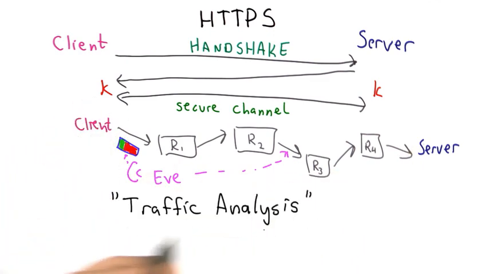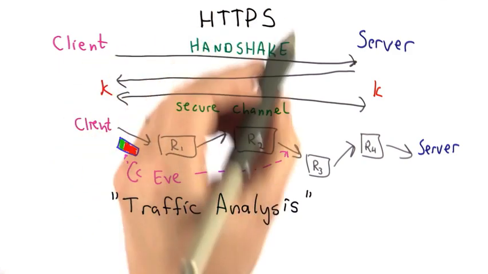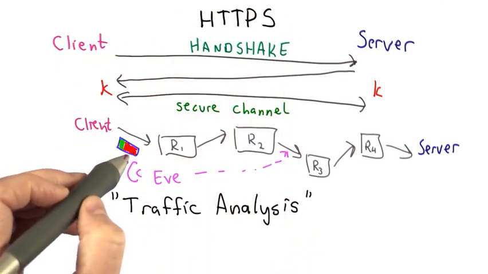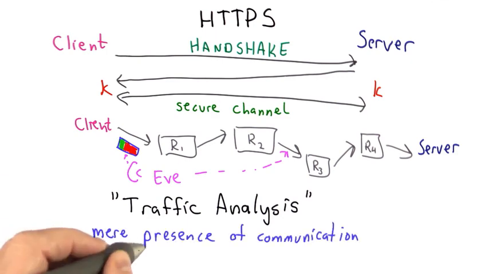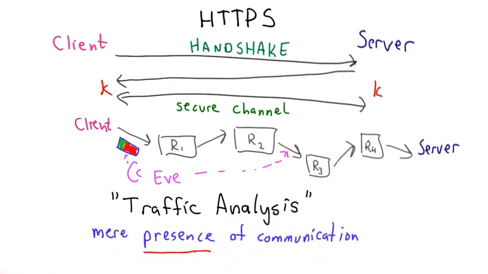This is a form of traffic analysis where the important property we want to hide is not the contents of the message, which, if HTTPS is working correctly, are encrypted and cannot be understood by Eve. But what we really want to hide is the fact that this client is talking to this server, or that Alice is talking to Bob. The mere presence of communication between two parties is often enough to cause problems.